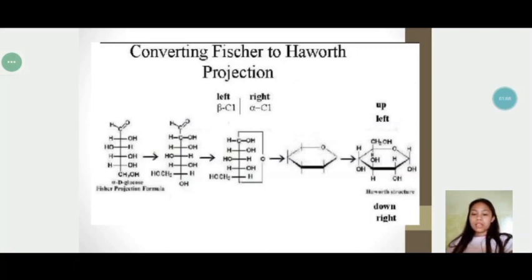If it was on the left side in the Fischer projection, it's positioned above the ring in the Haworth projection. So by that, we will produce two possible stereoisomers, which are called the alpha and the beta.